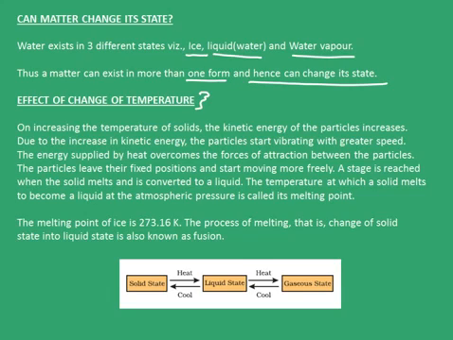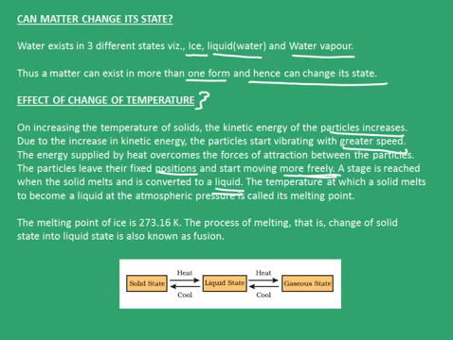On increasing the temperature of solids, the kinetic energy of particles increases. Due to the increase in kinetic energy, the particles start vibrating with greater speed. The energy supplied by heat overcomes the force of attraction between the particles. The particles leave their fixed positions and start moving more freely. A stage is reached when the solid melts and is converted to a liquid.